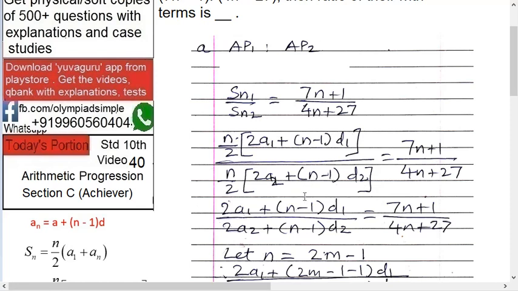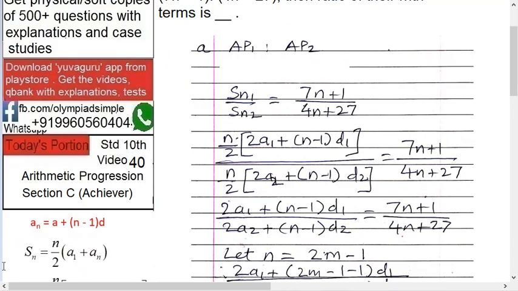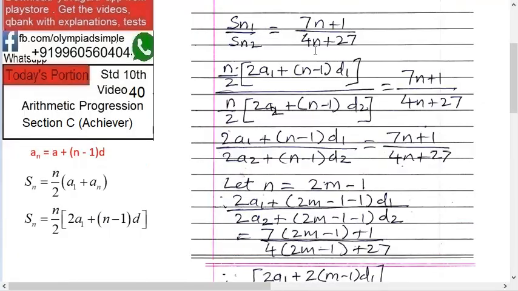So, now we have to find here. Why have we done all this? Because remember, what we want is the ratio of the mth terms. And how is a term given? The term is given like this, a + (n - 1) d. Instead of n it will be m now. That's the only difference. So let n equal 2m - 1.